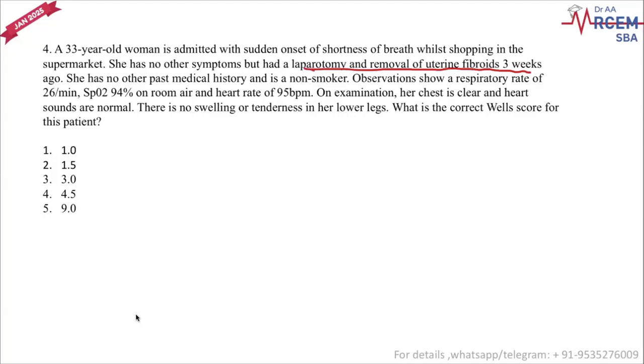Is PE more likely in this patient? First thing you need to ask is, is PE most likely in this patient? Sudden onset goes in favor of PE. Previously, this patient had immobilization or major surgery; a fibroid was removed, a laparotomy was done. Keeping these two in mind, I'm thinking of PE. PE is one of my first differential diagnoses. So PE is likely here. That's why I give 3 points.